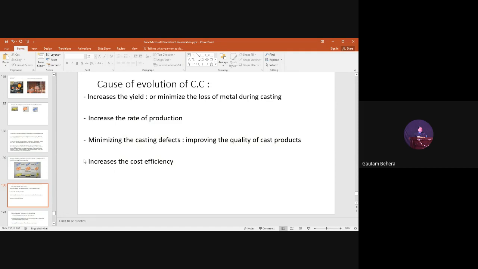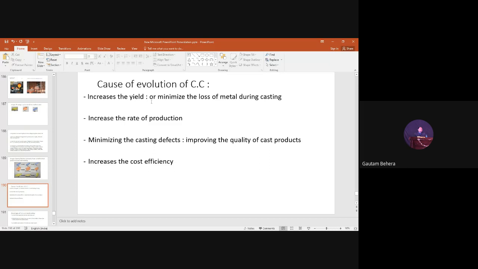Now the question is, what is the cause of evolution of continuous casting? As I told, traditional casting is called ingot casting. But ingot casting has a lot of demerits and disadvantages, which led to the development of this continuous casting process finally. So these are the causes. One of the causes is to increase the yield. By doing continuous casting, we can increase the yield actually.